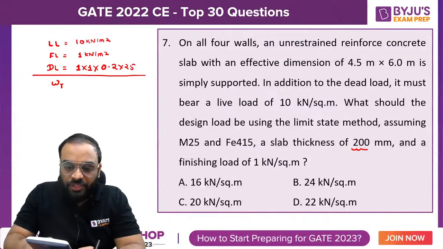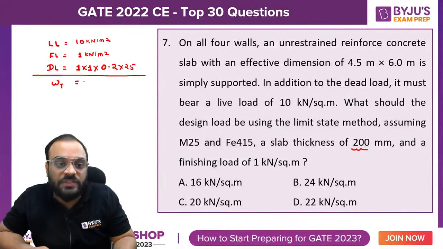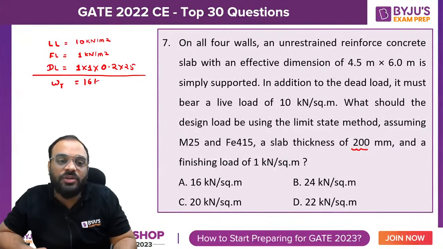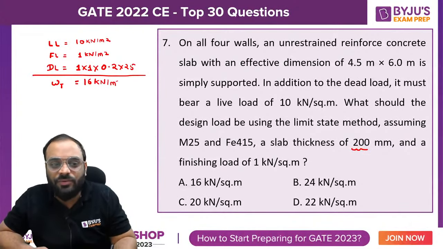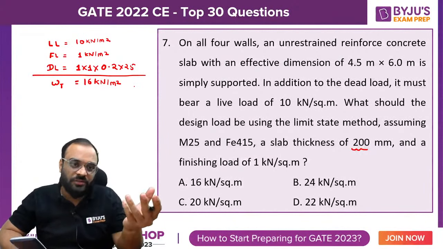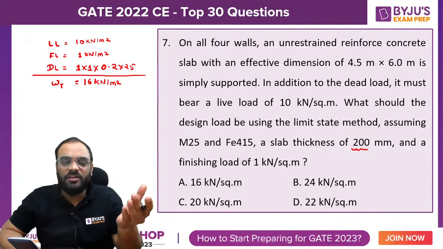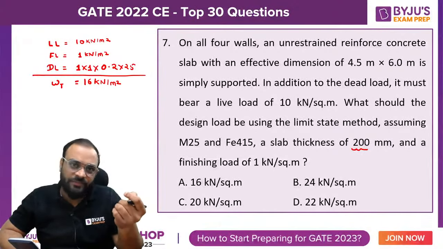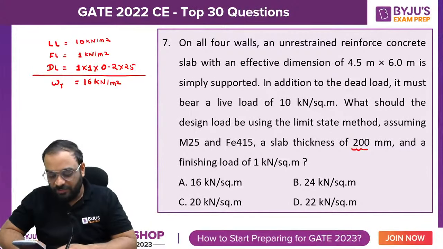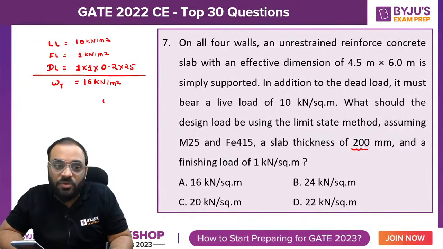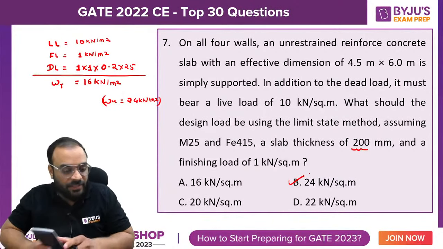So 1 into 0.2 into 25. So we are getting 5 plus 1 plus 10. That will be equal to 16. Now we know that this particular load is a combination of dead load plus live load, so we need to multiply a factor of safety, that is basically 1.5. So let's multiply it by 1.5. You are getting a factored design load of 24. Correct? So B is the correct answer.